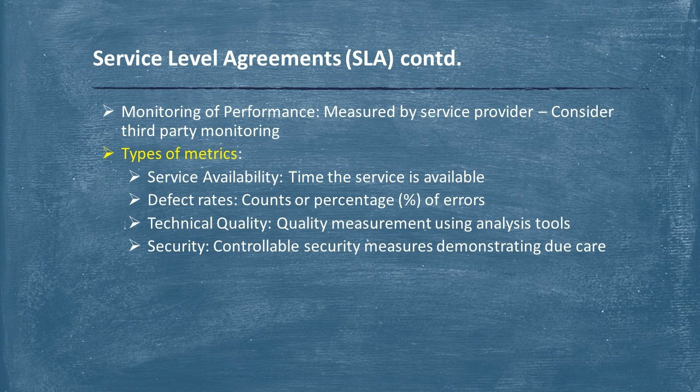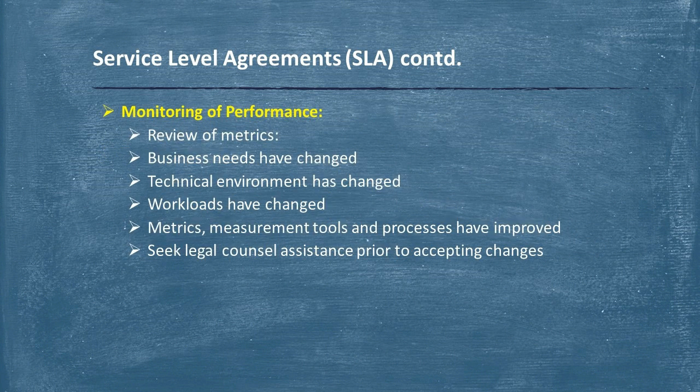Types of metrics: service availability, the time the service is available; defect rate, the percentage; technical quality measurement using an analysis tool. For quality, for example, if you take application code development, the number of bugs could be one of the typical metrics. And then security: controllable security measures demonstrating due care. These various metrics can be defined in order to measure the performance of the supplier.